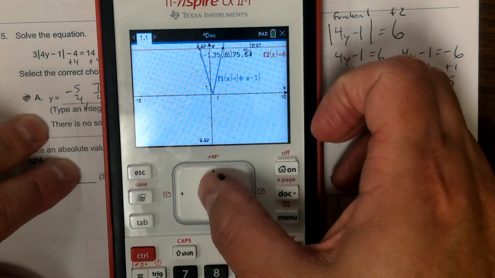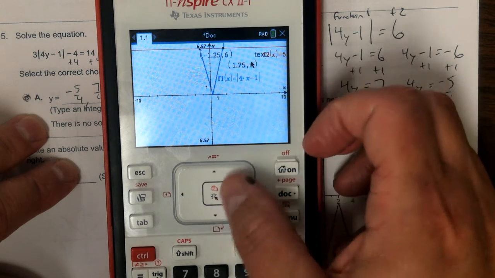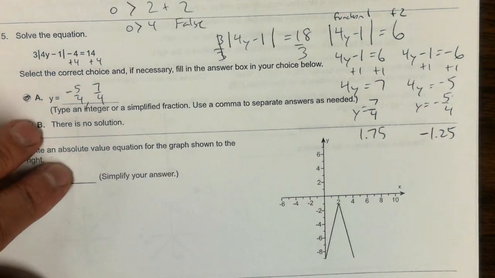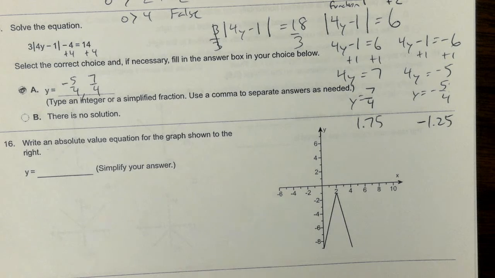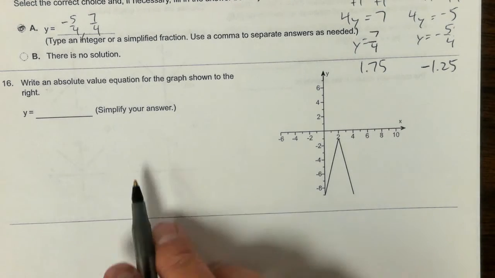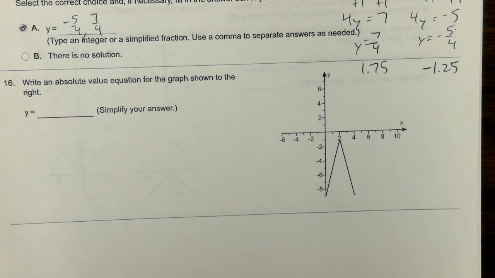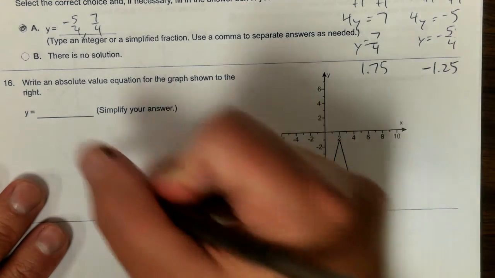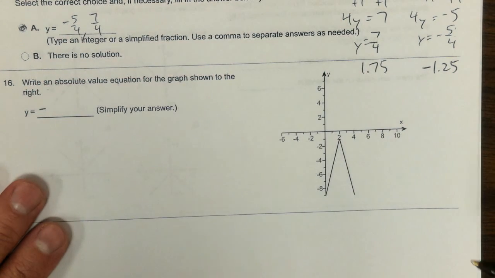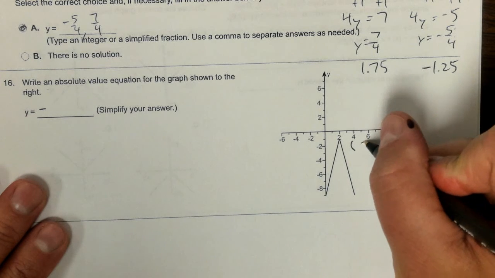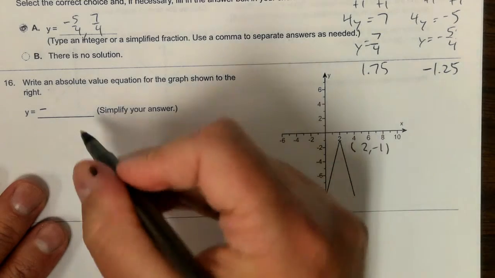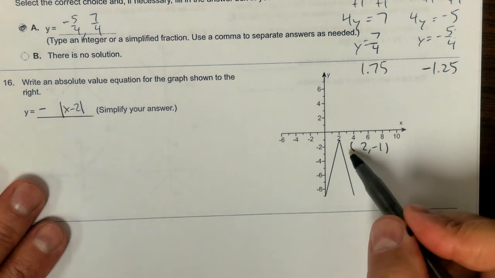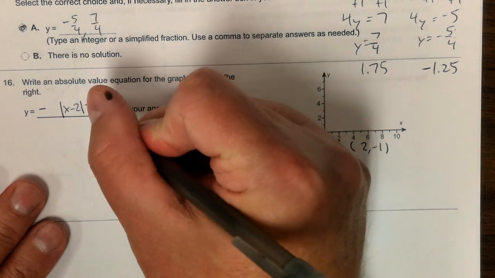And this is your 1.75, which matches that one. So those are your two answers. Okay, number 16, write an absolute value equation for this one. So first thing is it's down, so we start with the negative sign. And then we know our vertex is at 2, negative 1. So I'm going to leave a little space, and I have x minus 2 for going right 2, and then I'm going to put minus 1 over here.